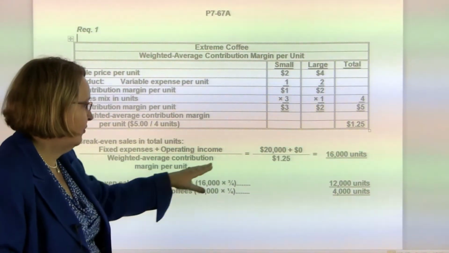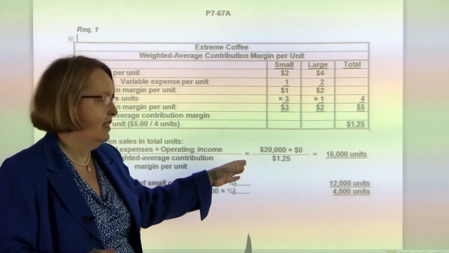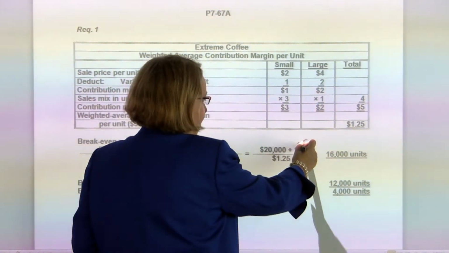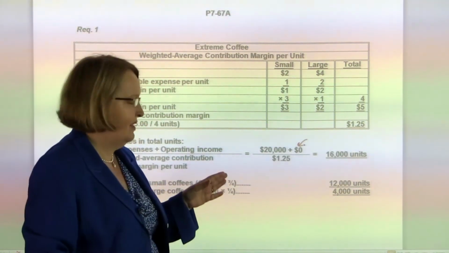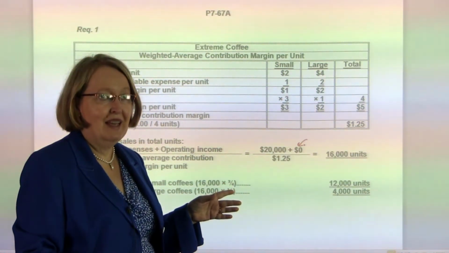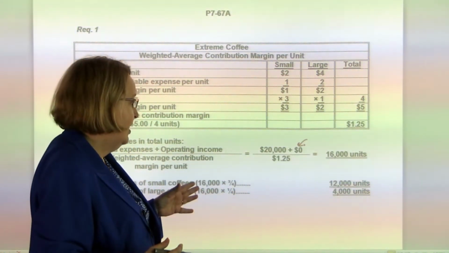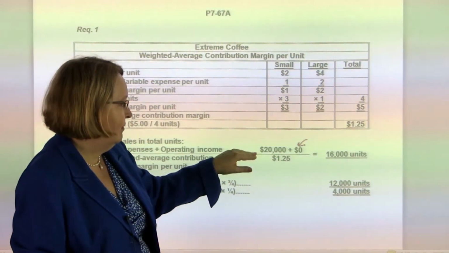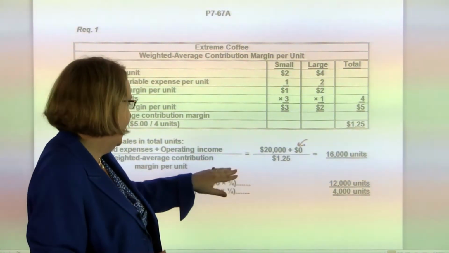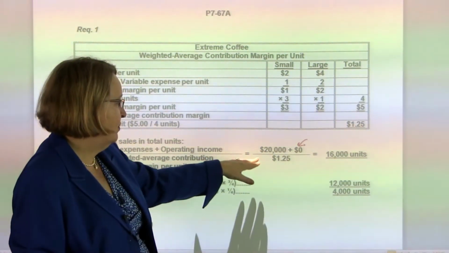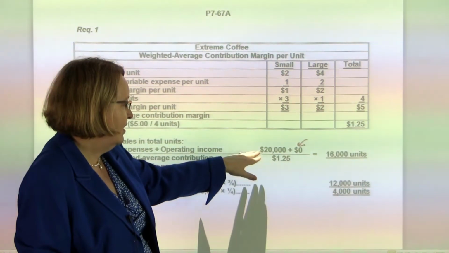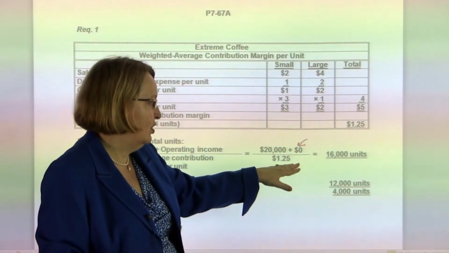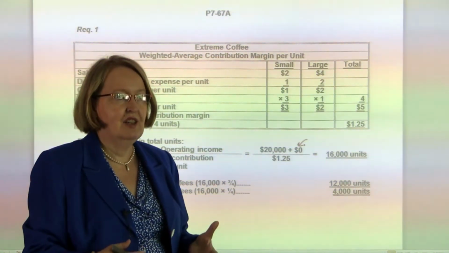So here you have your fixed costs, which you're given that data in the problem, 20,000. The 0 is here because what that specifies is that you want 0 operating income because you're looking at breaking even. So with 20,000 in fixed costs and no profit at all, divided by your contribution margin per unit, 20,000 divided by $1.25 will give you 16,000 units. So that's 16,000 cups of coffee.